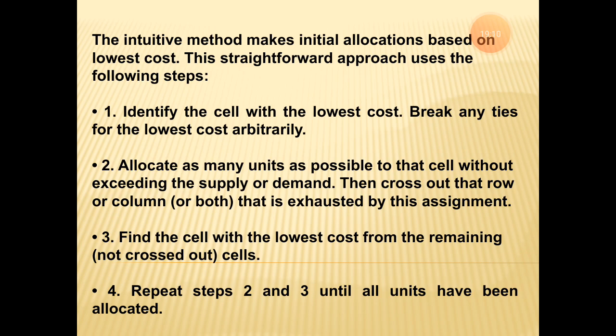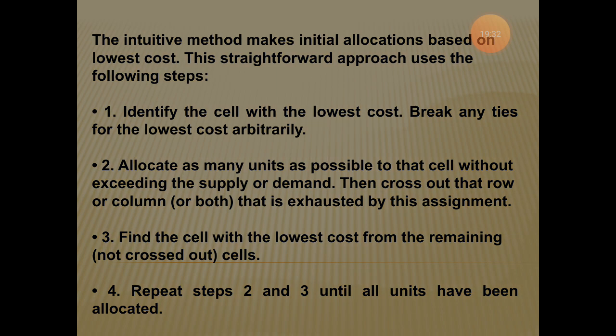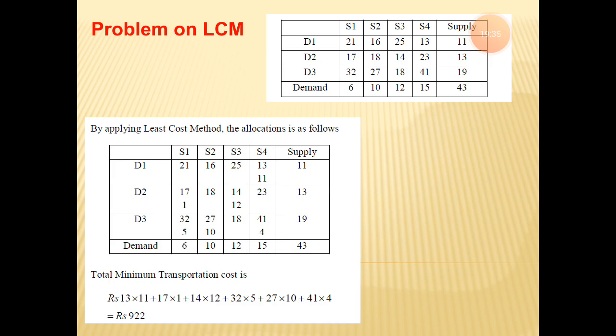Then allocate as many units as possible to the cell without exceeding supply or demand. Find the cell with the lowest cost remaining. Next, repeat steps 2 and 3 until all the units have been allocated. Now, a problem of the least cost method.